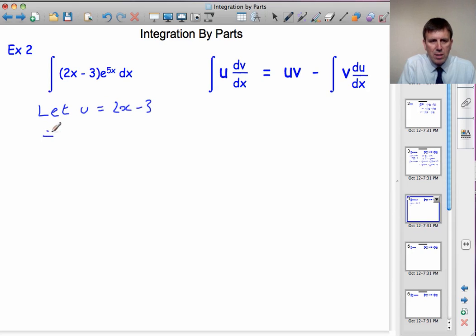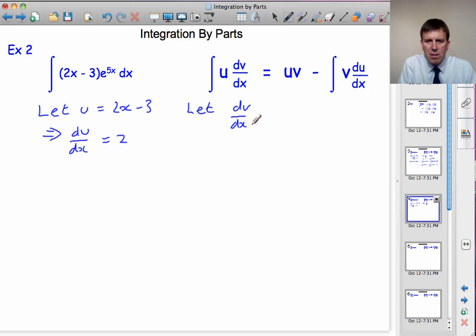And that implies that du by dx is equal to 2, the differential of 2x minus 3. And now we let dv by dx, this term here, be equal to e to the 5x. Let dv by dx equal e to the 5x. And we can integrate that to find v.